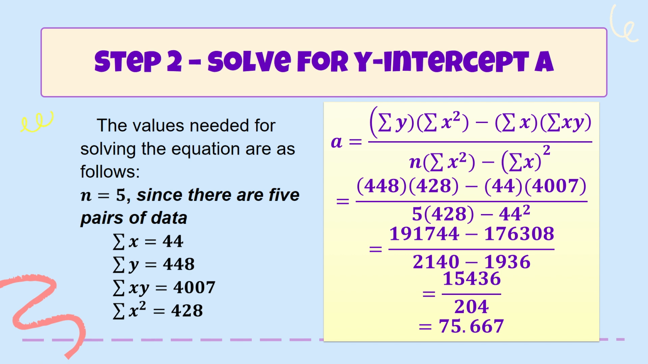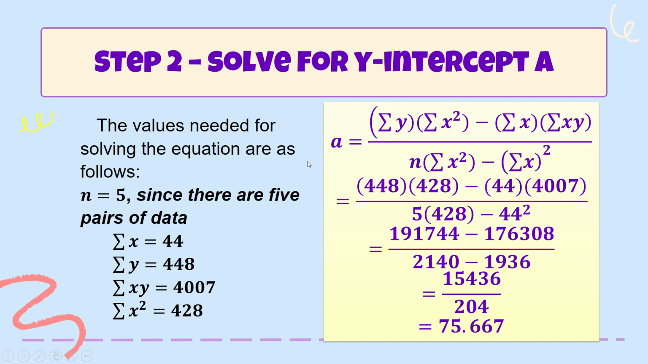Y is equal to a plus b times x, where b is the slope of the line and a is the y-intercept. So this time, what is a? A is the value of the y-intercept. We'll be looking for the answers later on. So again, the formula is ready, and all you need to do is to substitute the variables that you have.